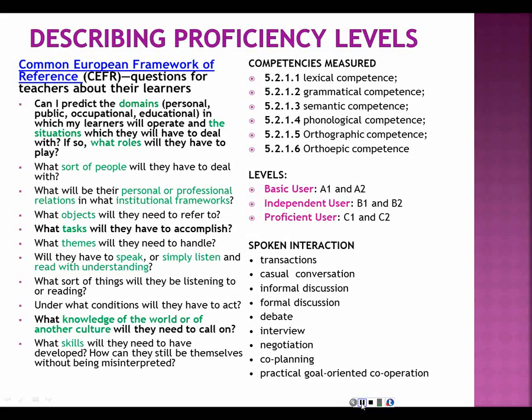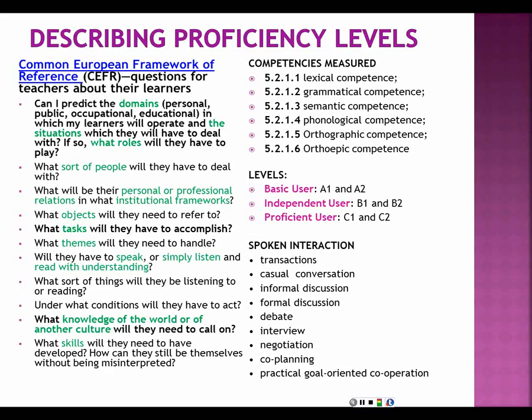Now, the CEFR measures several competencies, and as I said, it is very complex and very detailed, very thorough. So there are 6 competencies measured: lexical, grammatical, semantic, phonological, orthographic, and orthoepic competence.